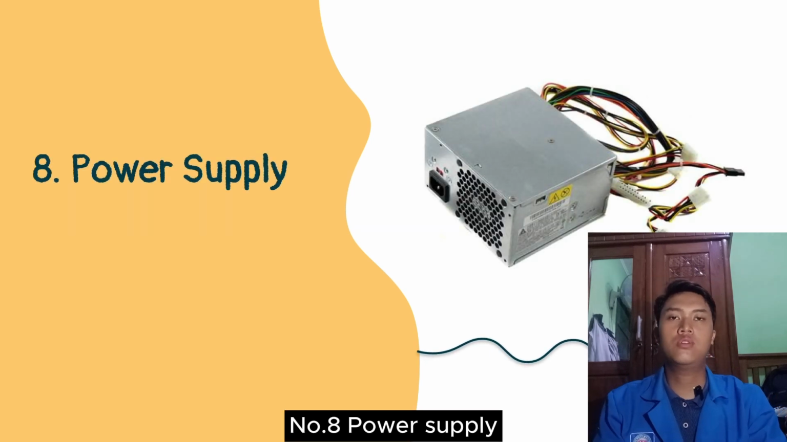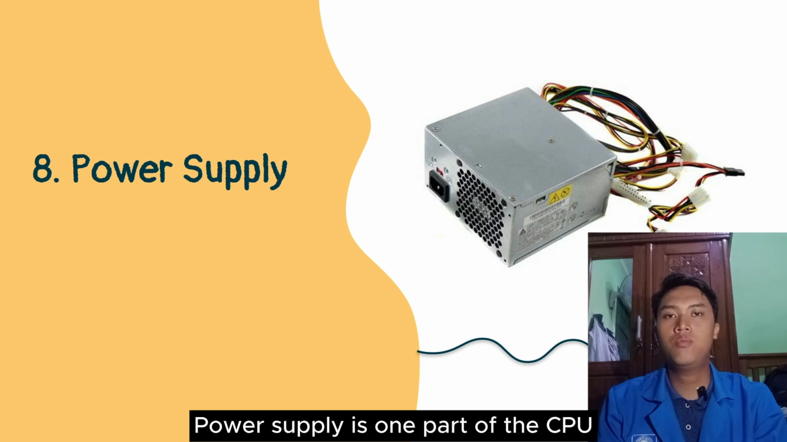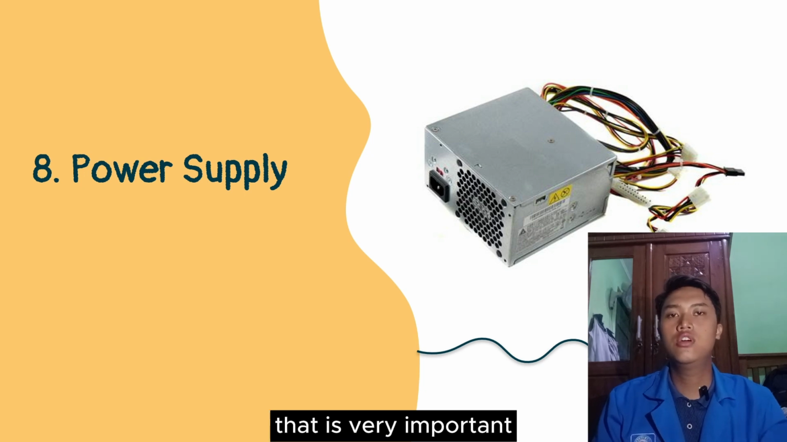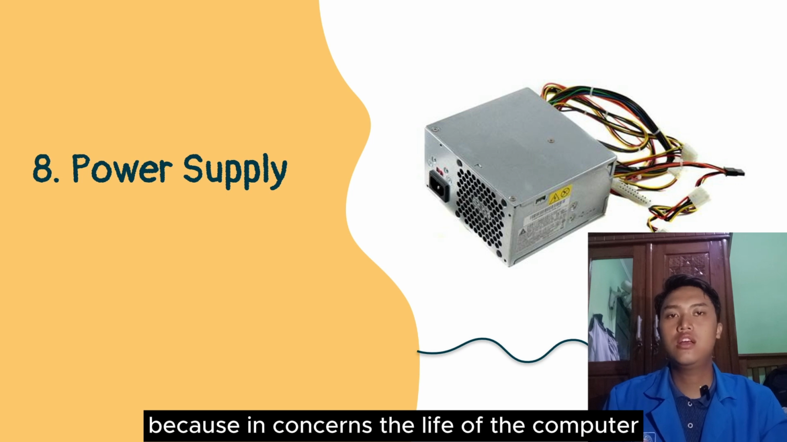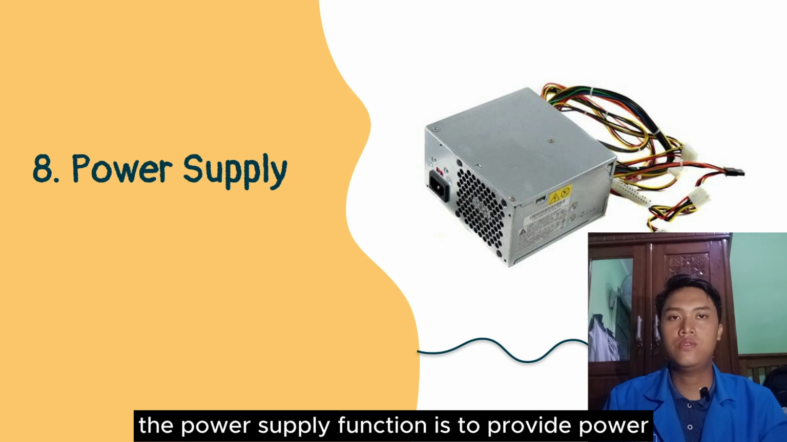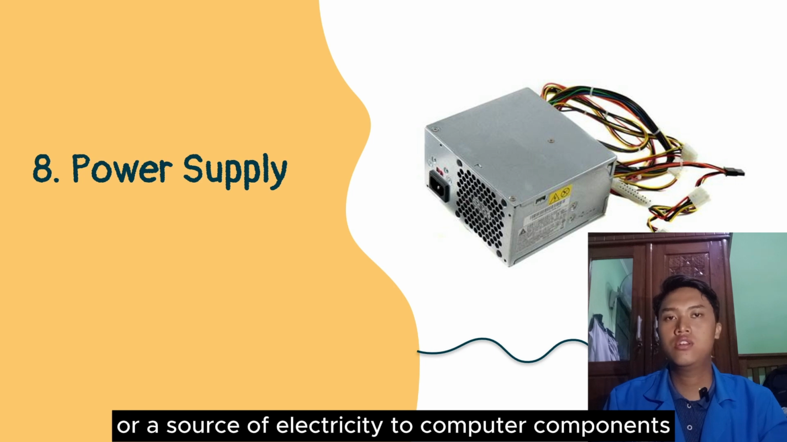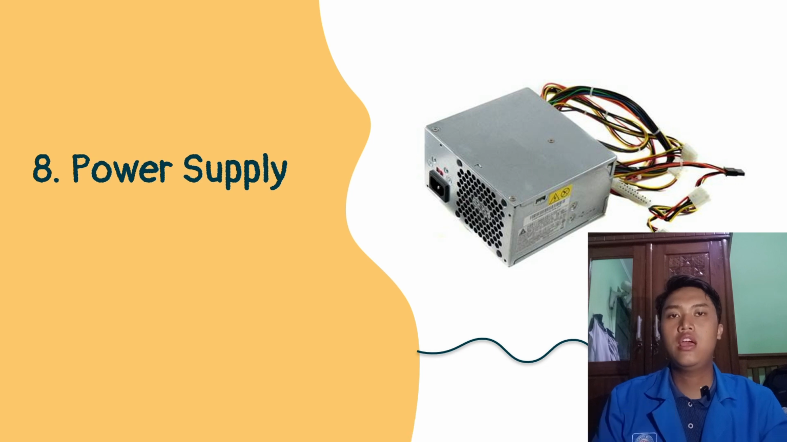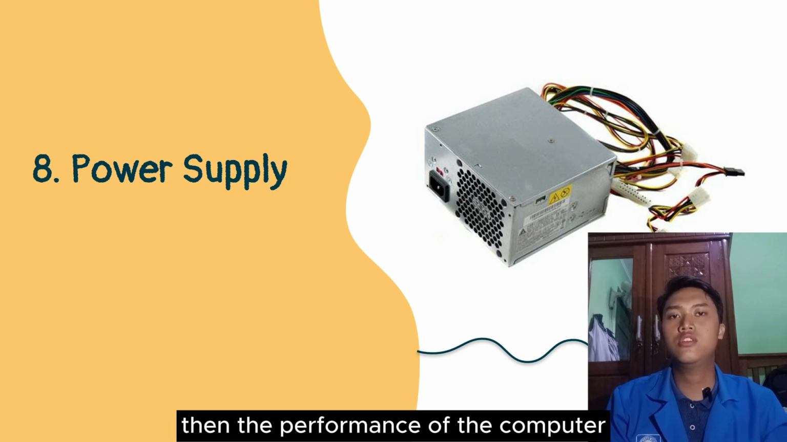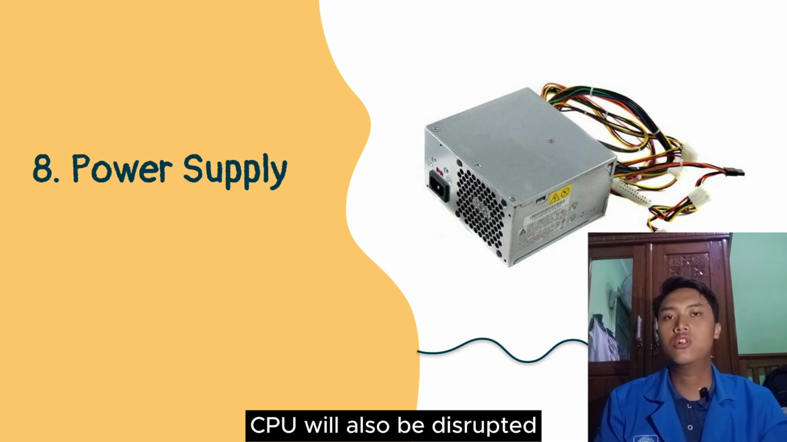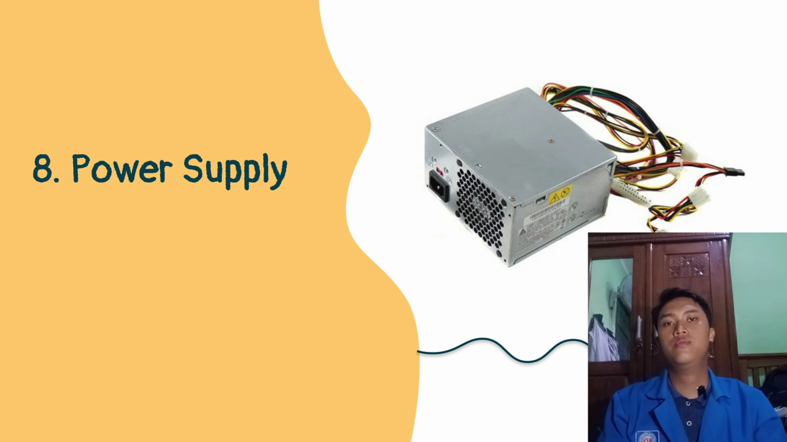Number 8, power supply. Power supply is one part of the CPU that is very important because it concerns the life of the computer. The power supply function is to provide power or a source of electricity to computer components. If the power supply is not working properly, then the performance of the computer CPU will also be disturbed.